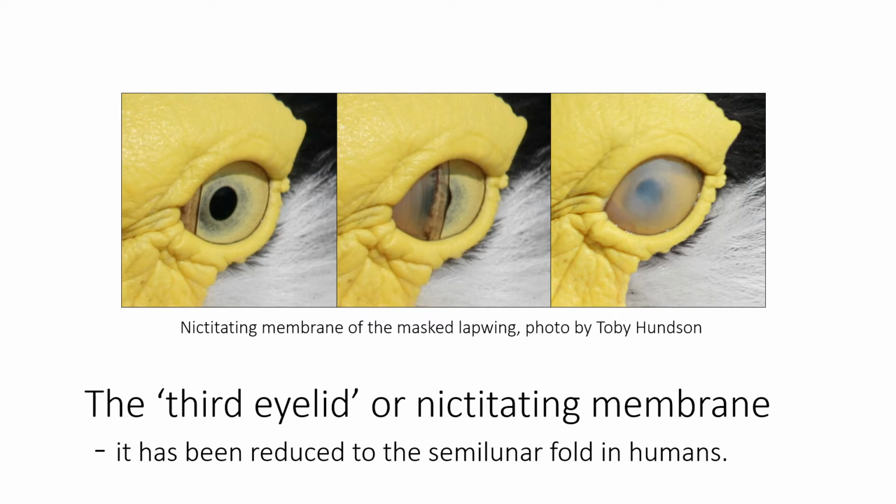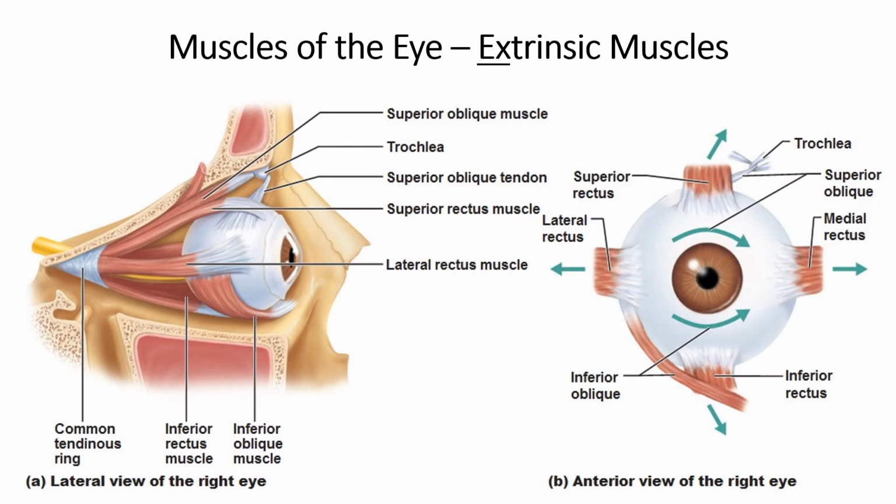And incidentally, this is one of the things that I probably won't ever ask you about, but I just think it's kind of cool. Continuing with accessory structures, we have the extrinsic muscles of the eye. Again, X means outside. Think of X meaning exterior. These are muscles that attach to the outside of the eye and move the eye around. They're what allows you to look around without moving your head.